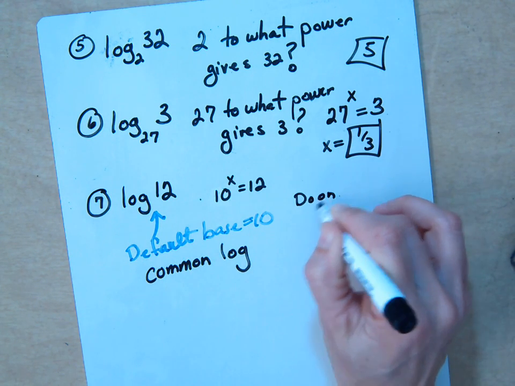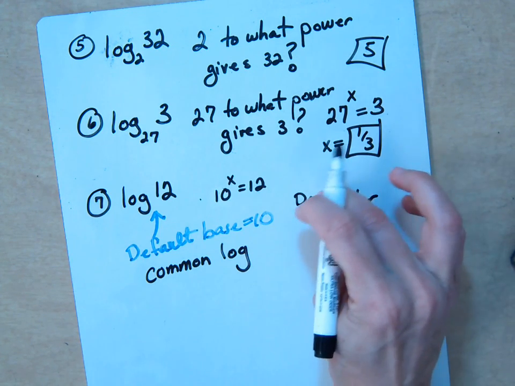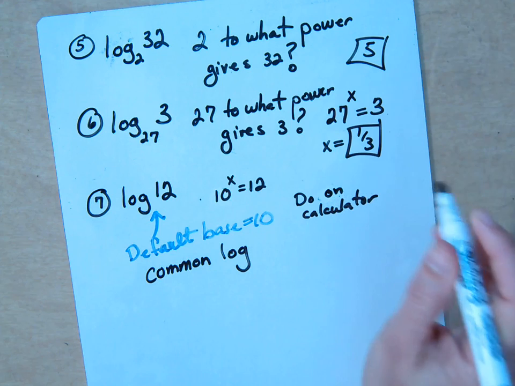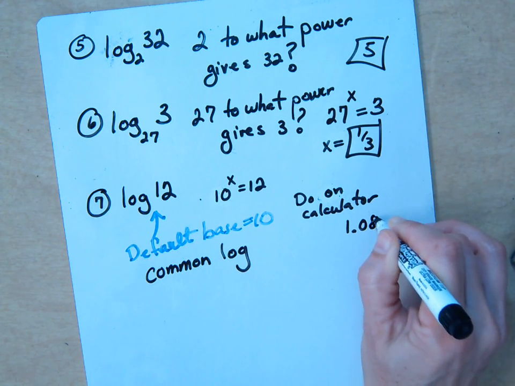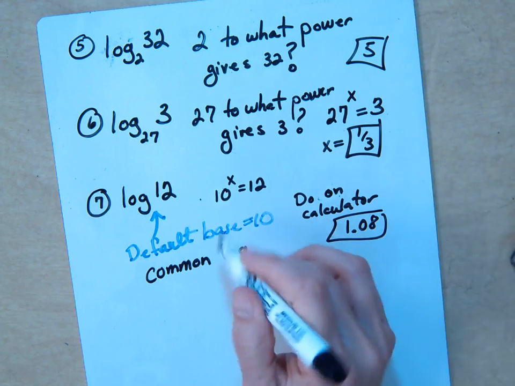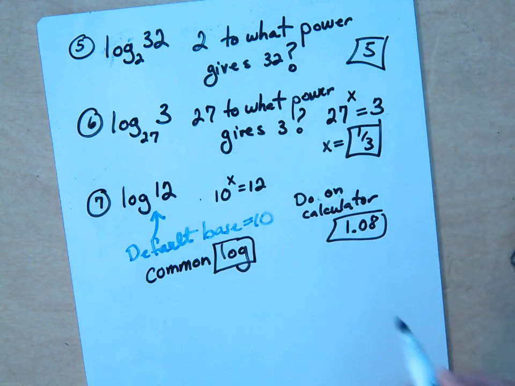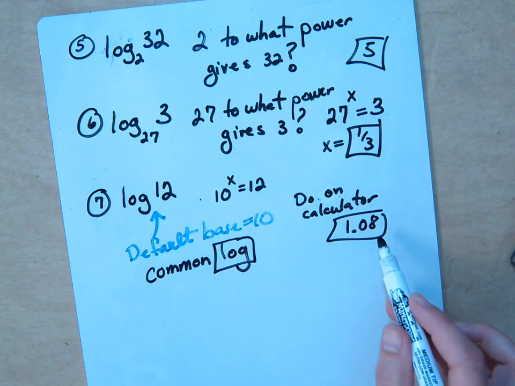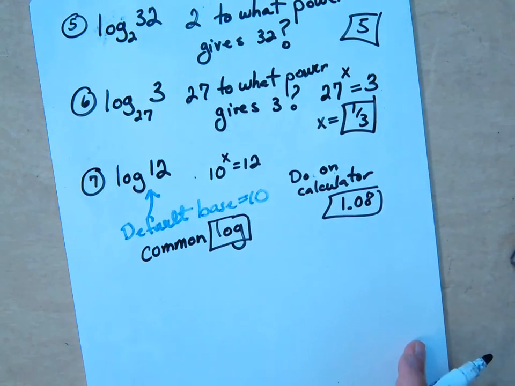Yes. So on some of these, you have to use your calculator. If it isn't something obvious, do it on the calculator, and you're going to get 1.08 if you press the log button. There's a button, I can help you find it later. Sometimes it just looks like that, log on your calculator, and that makes sense that it's about 1.08.